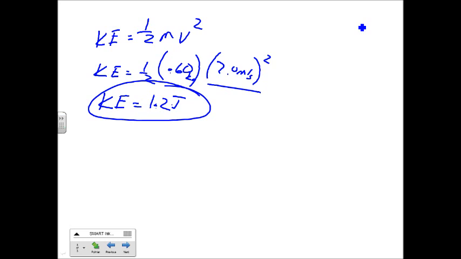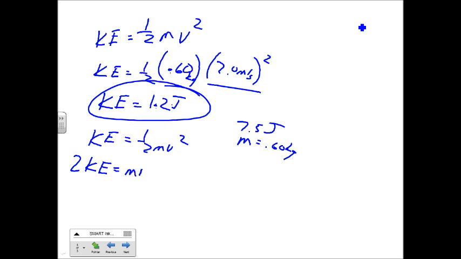Part B, find the velocity at point B. Well, for part B, we're still going to use the same equation. But in part B, they gave us the kinetic energy at B. The kinetic energy at B was 7.5 joules. The mass, 0.6. So all we need to do is solve for v. Let's multiply both sides by 2, divide both sides by m, and then take the square root of both sides.